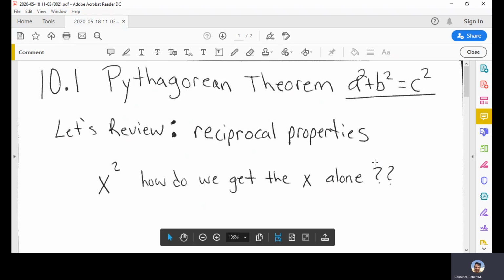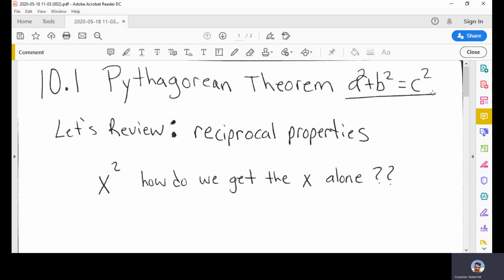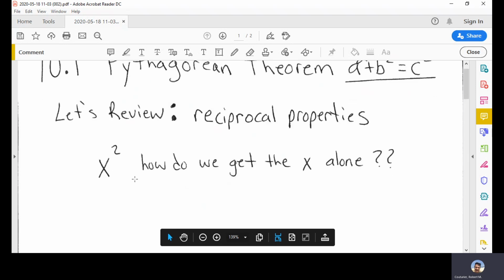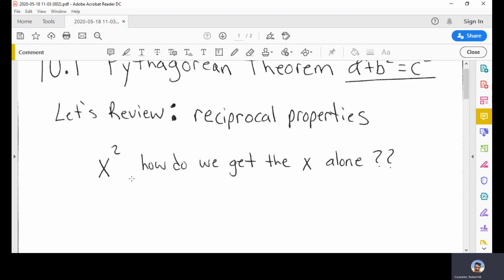Pythagorean Theorem, it's a formula. A squared plus B squared equals C squared. Not very hard, but we need to review a couple of things before we start to use it and really talk about it. So let's review the reciprocal properties, specifically squares. Okay, how do we get this x right here alone? We have x squared. We need to do something to it that cancels out that square.